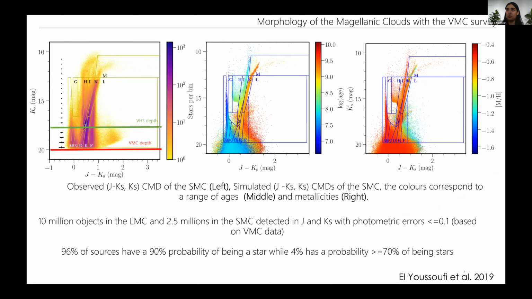So the aim of our study was to derive the morphology of the Magellanic Clouds using different stellar populations. And in order to do so, we used color magnitude diagrams in combination with stellar population models of the LMC, the SMC, and the Milky Way. So here in the figure, we have an observed color magnitude diagram of the SMC in the J minus K versus K space. And next to it, we have the simulated color magnitude diagram in terms of age, but also in terms of metallicity. As you see, we have various stellar population boxes that we use to determine different stellar populations in which we explored the morphology.